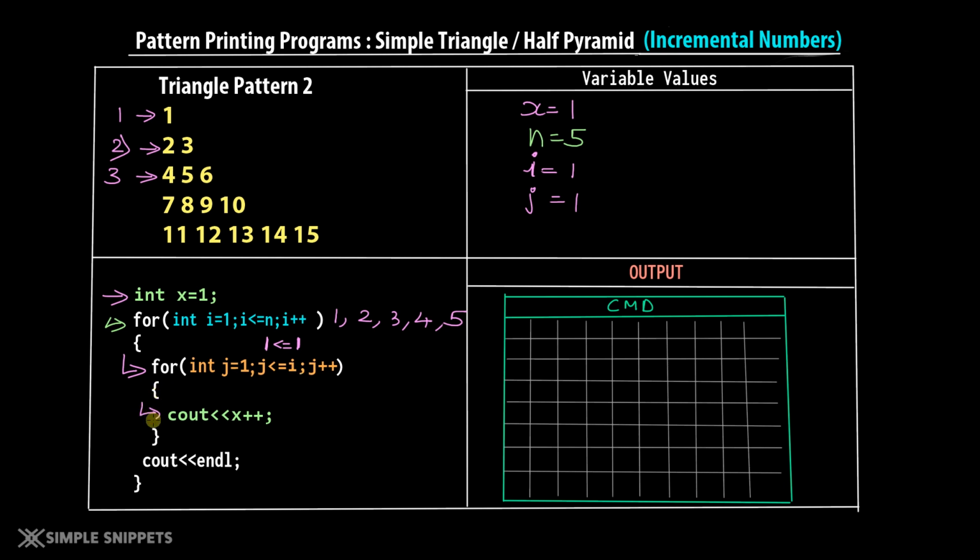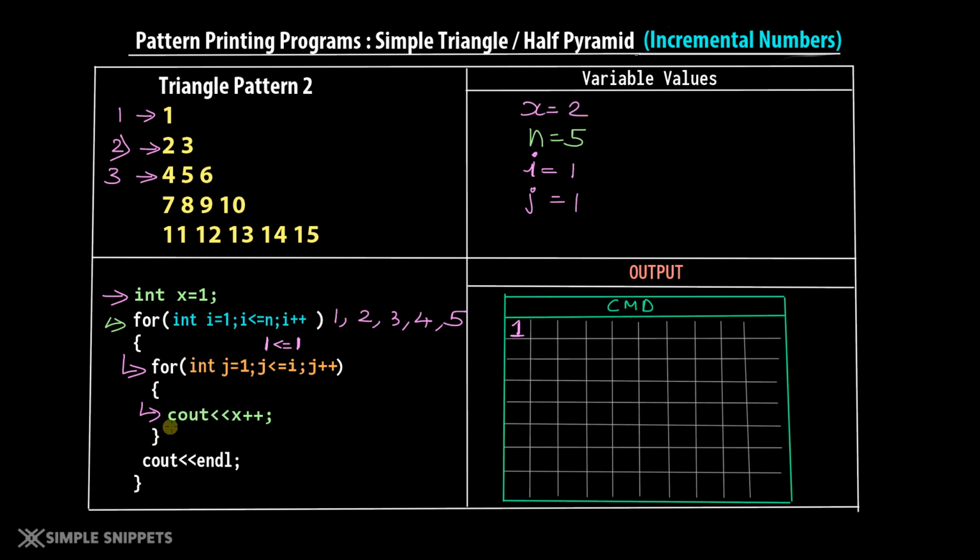So you go inside and you're printing cout x plus plus. What this instruction does is it prints the value of x currently, which is 1. So 1 is going to be printed and then it increments it. That is what post increment does. So this command basically prints the value of x and then increments it. So now the x value is going to be incremented and x is going to have 2.